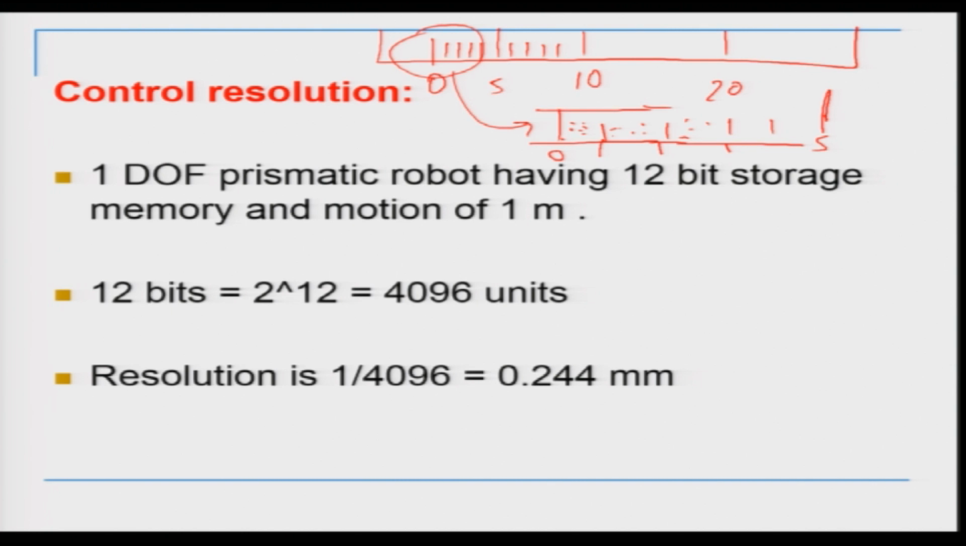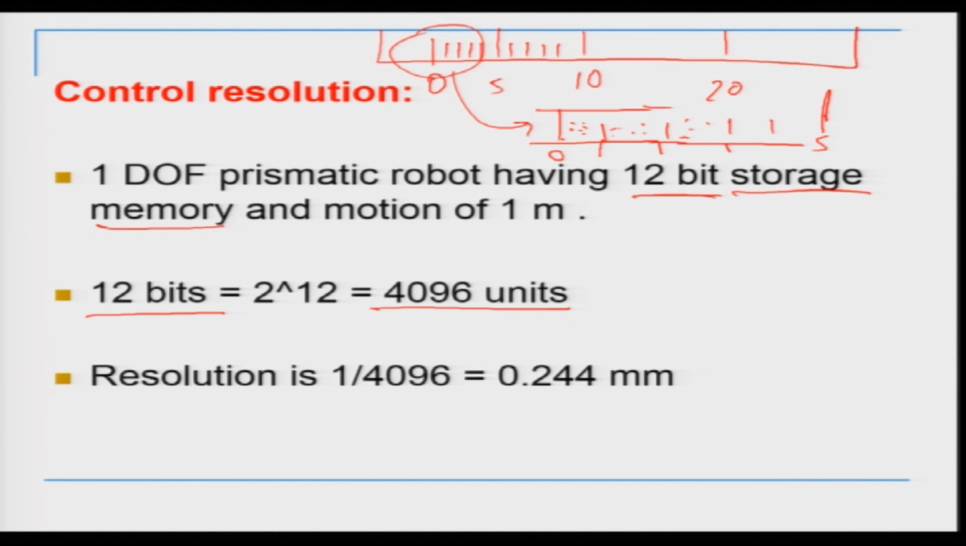So similarly in a control system, in this control resolution of the system, what we are basically seeing is depending on the storage in the memory. Whatever is the storage memory size of the robot controller, suppose it is a 12-bit storage, then it can store only a finite number of numbers, a finite number of digits. So if it is 12 bits, then this 12-bit system can be divided into 4096 units. That means whatever is the range of the robot.